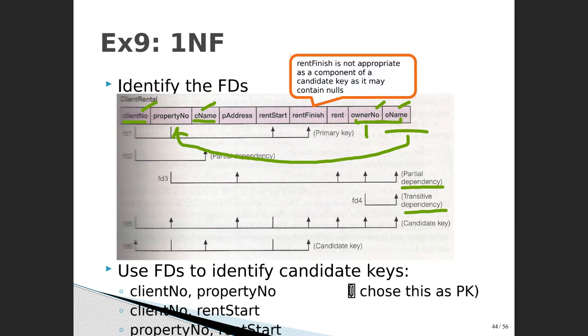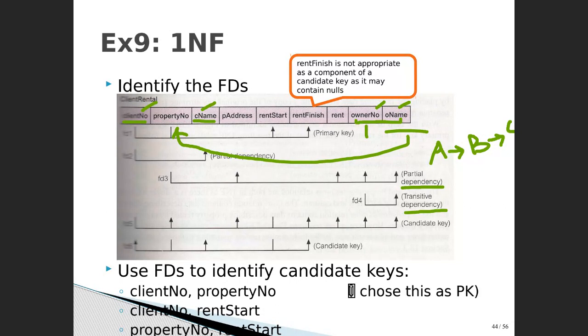Here is this relationship A to B and B to C. Remember the transitive? We have this one here. When property number determines owner number, and at the same time owner number determines owner name, then owner name will be transitively dependent on property number through owner number. So this is transitive dependency.